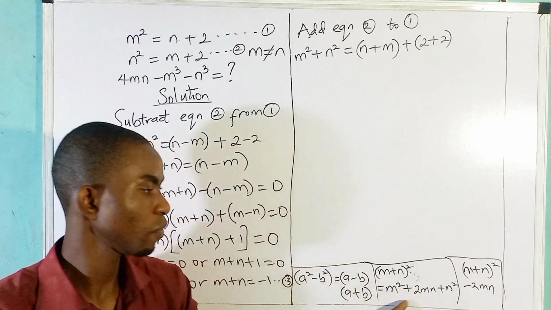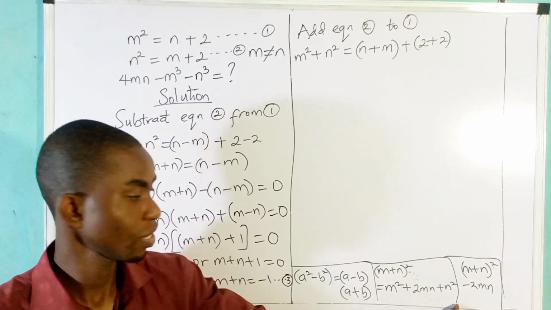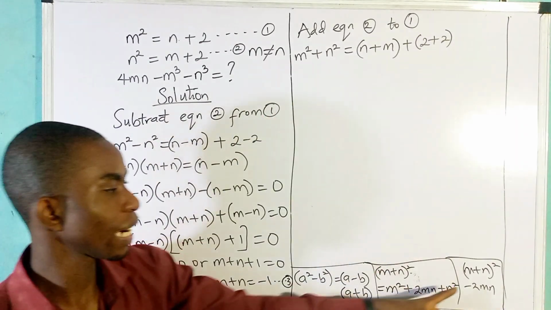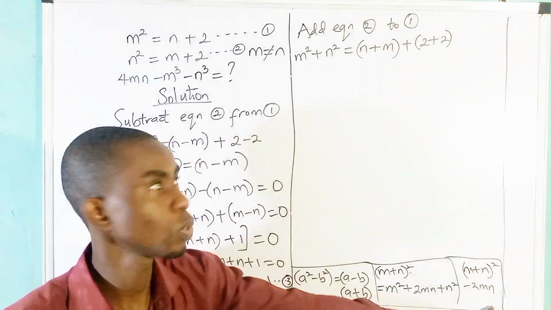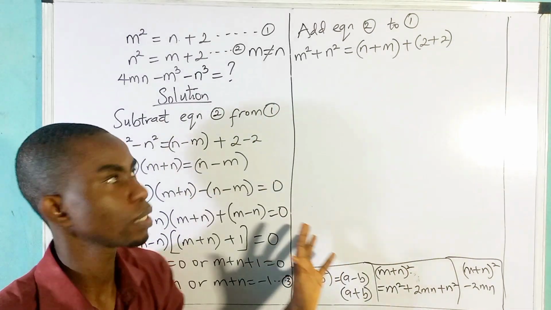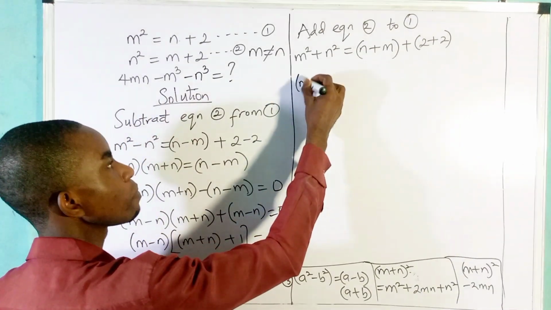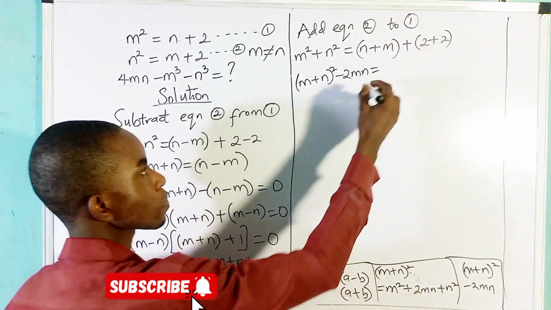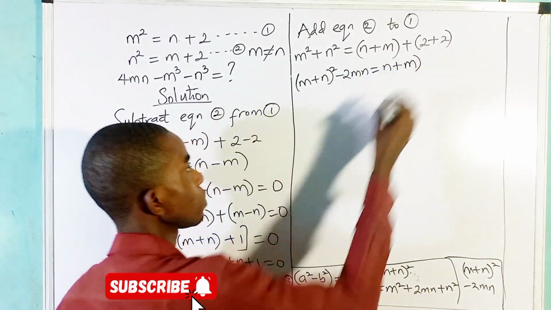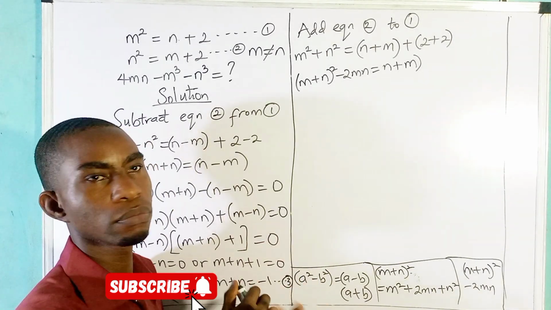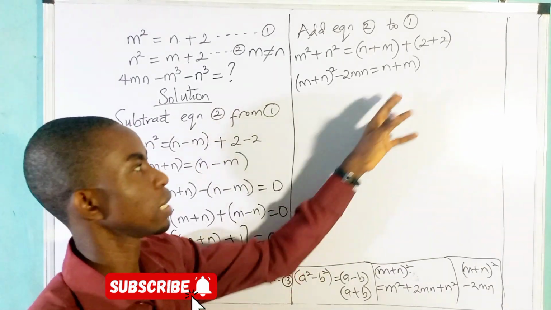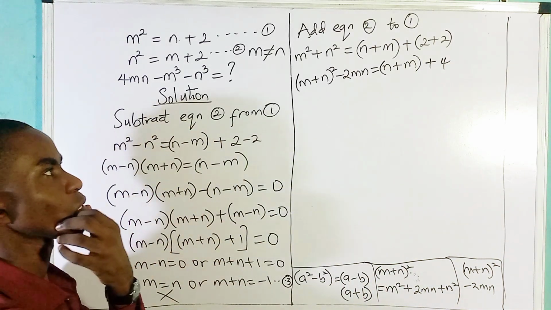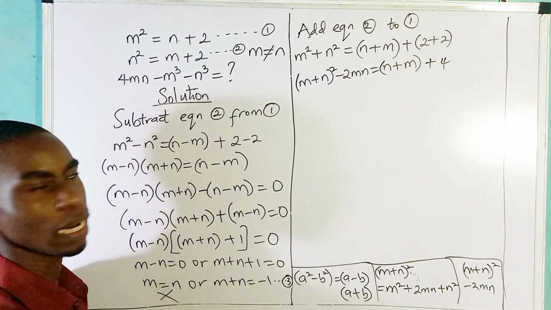If I subtract 2mn from this, I'll be left with m squared plus n squared. Is that correct? Which is this. So it means that I can write (m plus n) all squared minus 2mn to replace this. That's what I'm saying. So we have (m plus n) all squared minus 2mn equal to n plus m. Please take note, m plus n plus m is the same thing as m plus n, okay? This is plus 4, right? So how do we work this out?